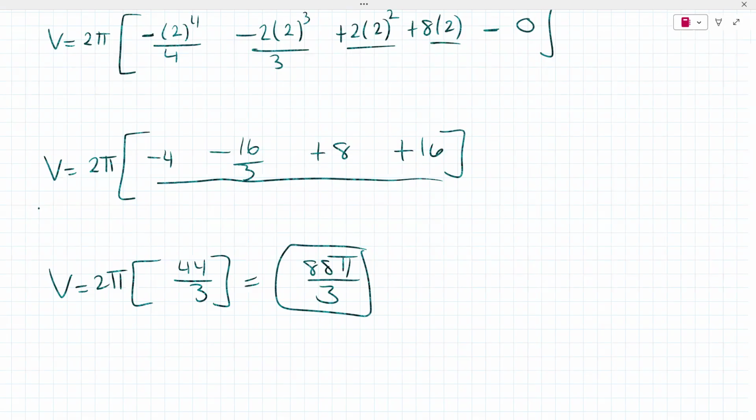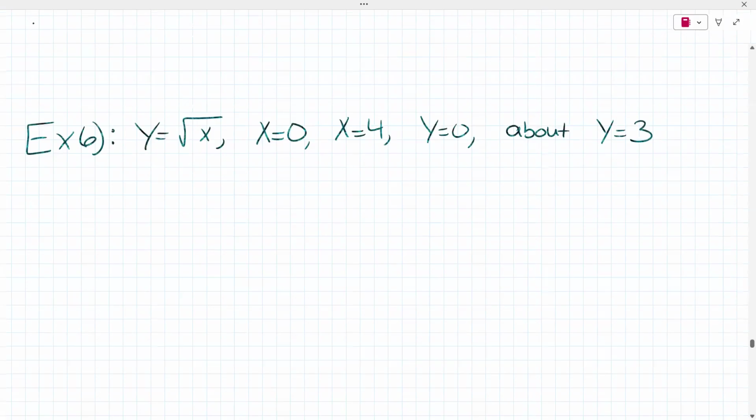Okay, let's do another example. Example 6, it's the same equation: y equals square root of x, x equals 0, x equals 4, y equals 0, and then we are revolving about the line y equals 3. Go ahead and draw your image. If we're revolving around y equals 3, that means everything has to be in terms of y.